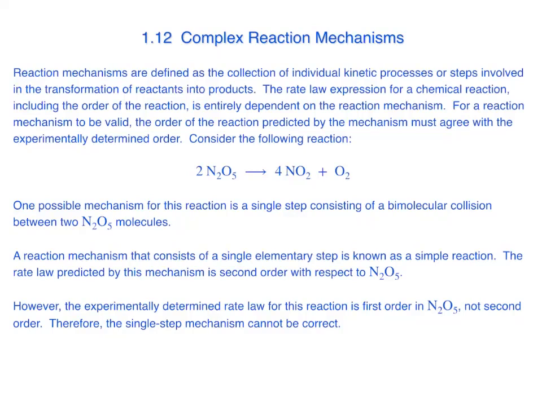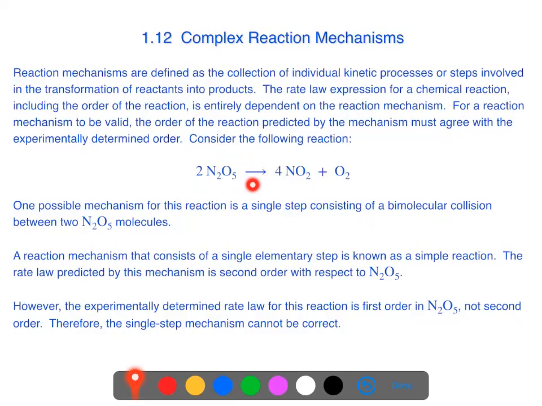So let's consider the following reaction, where we have two equivalents of dinitrogen pentoxide reacting to give us 4 equivalents of nitrogen dioxide and molecular oxygen. Now, one possible mechanism for this reaction is that this is a single step consisting of a bimolecular collision between two N2O5 molecules.